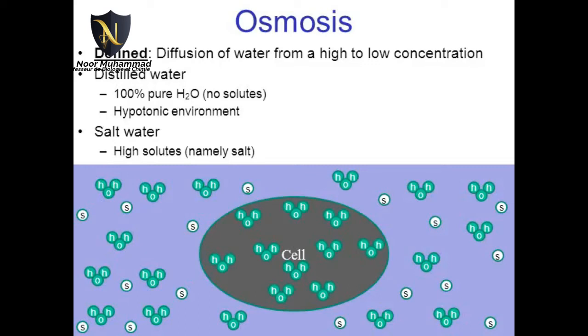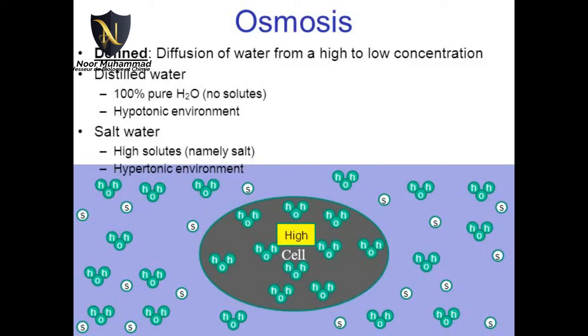And so in this picture here, we have a cell filled with water, but notice the water inside of the cell is fairly pure. But the water outside of the cell has a bunch of S's. The S's stand for salt. Remember, this is salt water. So when you look at this picture, this is an example of what is called a hypertonic environment.